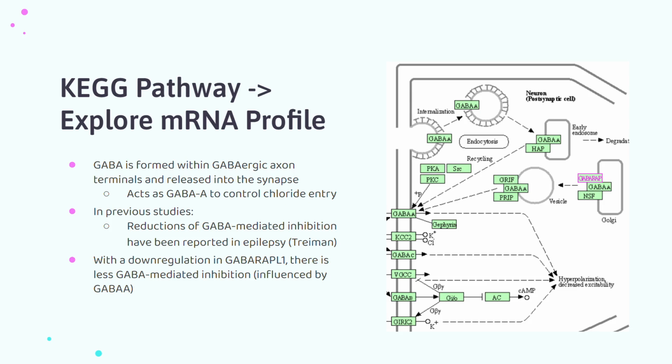Since this is so significant, we can explore the effects of the GABARAP terminals through KEGG pathway. So highlighted in pink is the GABARAP, and GABA is formed within GABAergic axon terminals and released into the synapse. It acts as GABA type A, which is a ligand-gated chloride channel to control chloride entry. Connecting this to a wider context, in previous studies, reductions of GABA-mediated inhibition have been reported in epilepsy. So with the downregulation of GABARAPL1, there's less GABA-mediated inhibition, which is influenced by GABA-A. The mediation is what suppresses seizures, so with less of it to keep it down, seizures are more likely to occur. So now we have a little idea on how everything's connected.